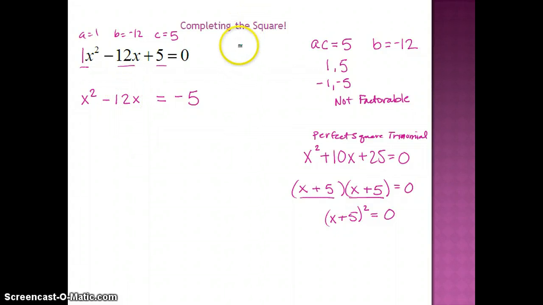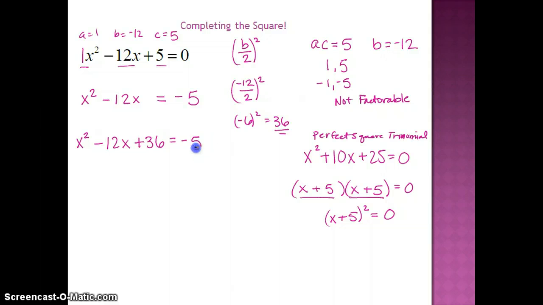What we do with that B term is we take it, divide it in half, and square it. This is another reason why we call it completing the square. So in our situation, we take negative 12, divide it by 2, and then square that answer. So this would be negative 6 squared, which gives us 36. So what do we do with that 36? We have x squared minus 12x, and we're going to add 36 to both sides of our equation so that it's still balanced. Whenever we do something to one side, we do it to the other side.